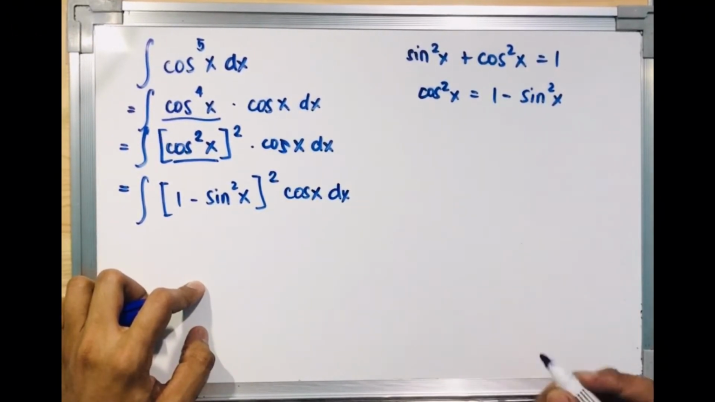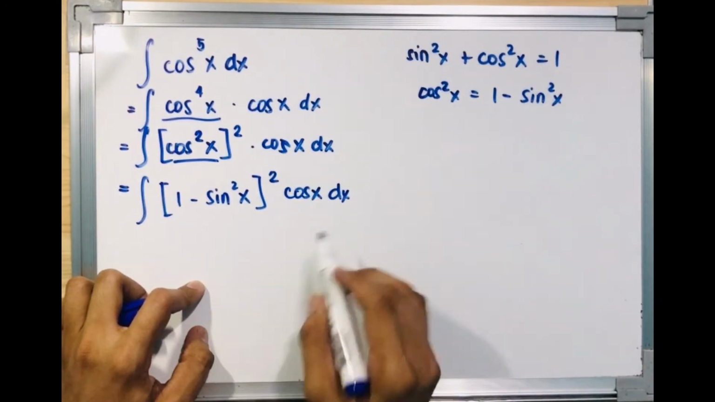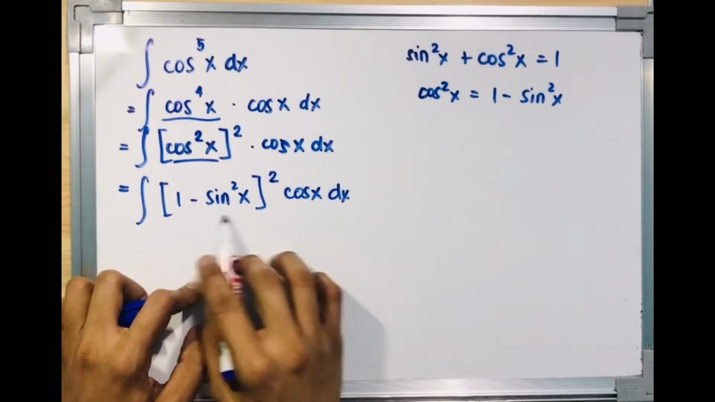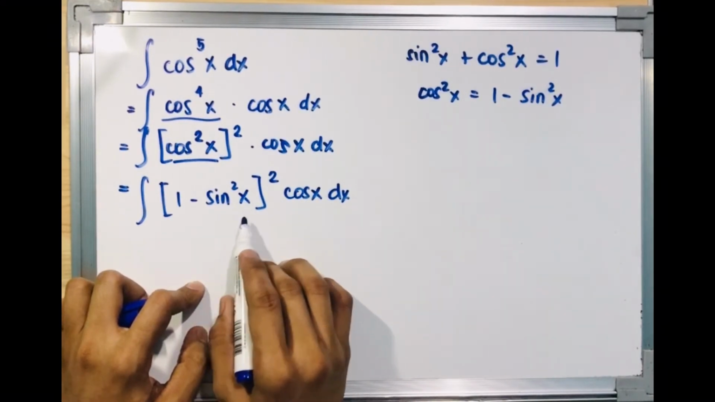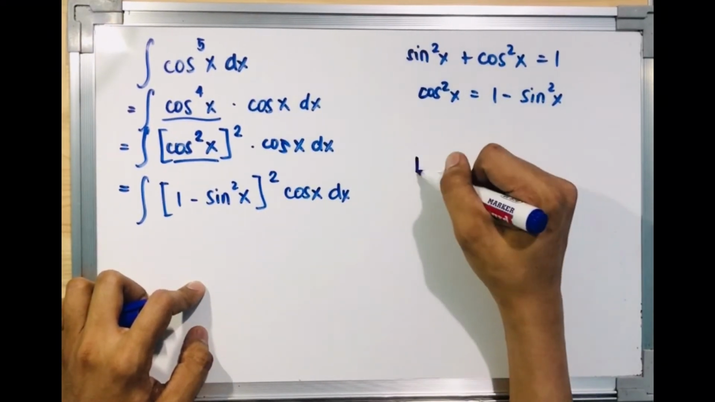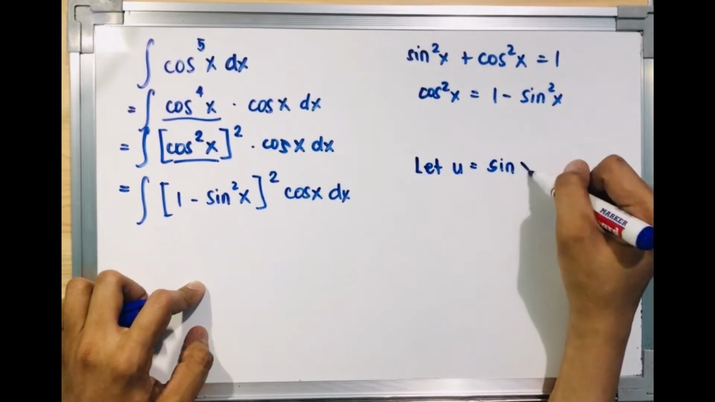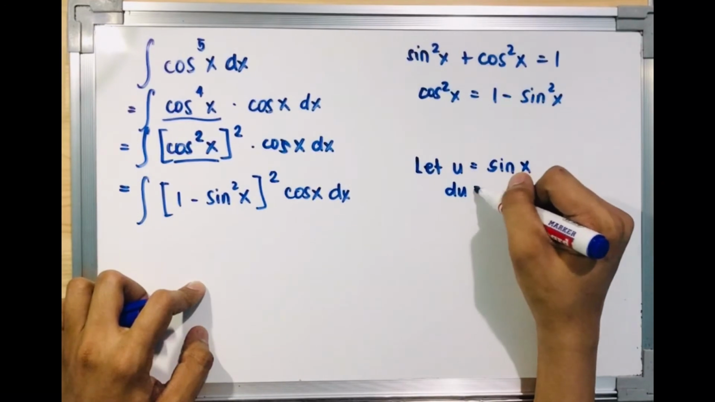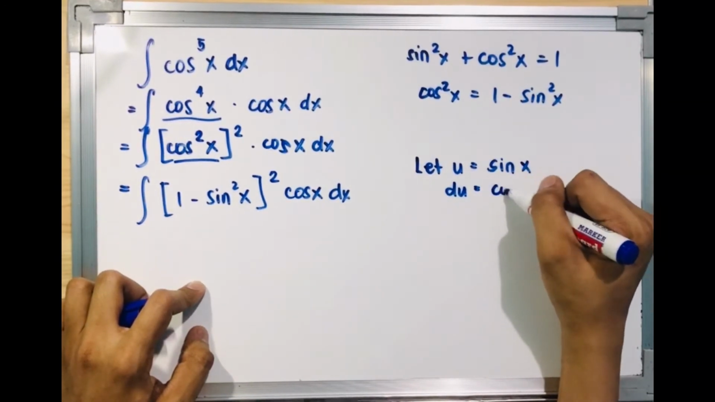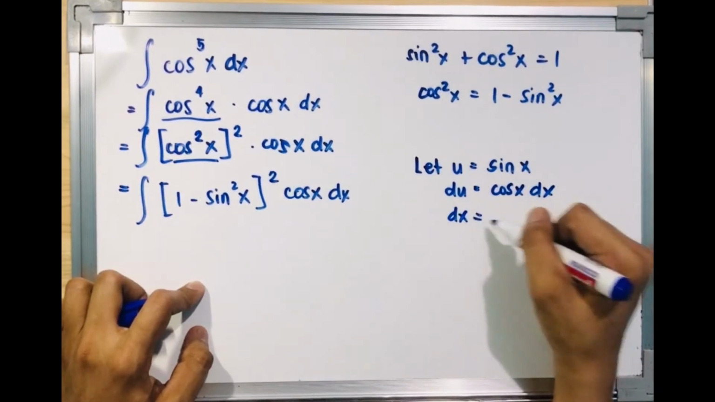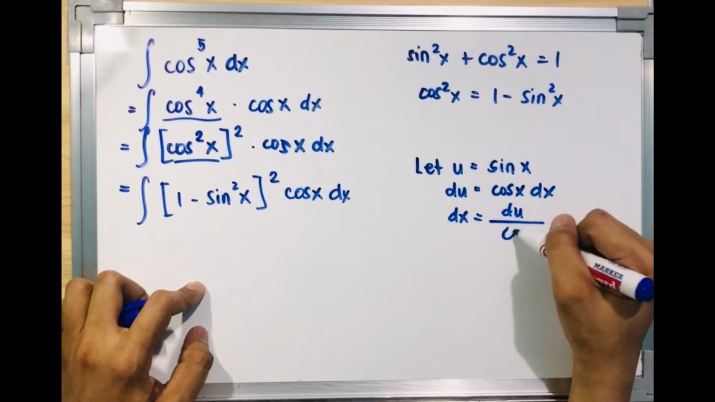And then dx. And then here, kung makikita nyo, pwede na tayo mag-integrate or mag-u substitution kasi meron na tayong sine at ang derivative ng sine is cosine. Okay? So, let u is equal to sine of x, and my du is equal to cosine of x dx, and my dx is equal to du over cosine of x.